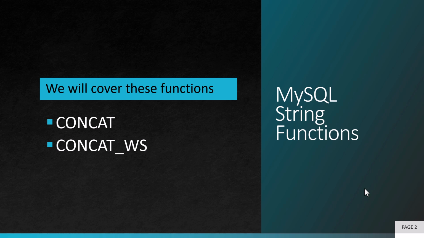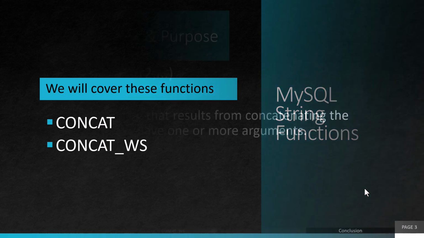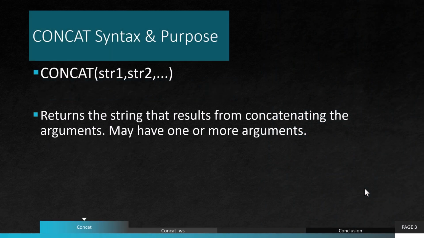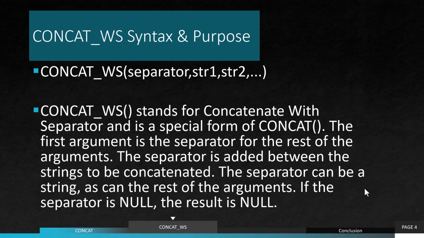And concat_ws, where w stands for with and s stands for separator, can be used to separate all the joined strings by a particular delimiter like a comma, space, anything that you want. The syntax is concat and then the strings comma separated, and you can have any number of strings that you want to concat. Similarly, concat_ws has an extra separator at the start, and the rest of the syntax is the same.